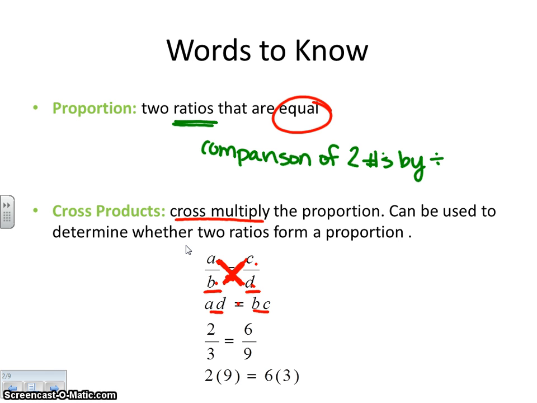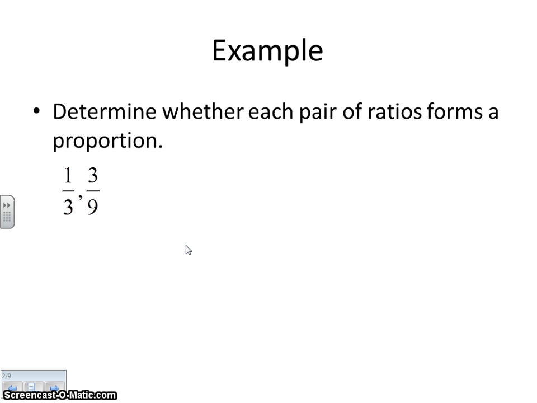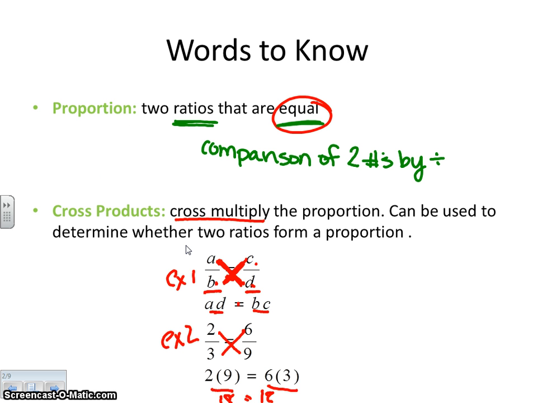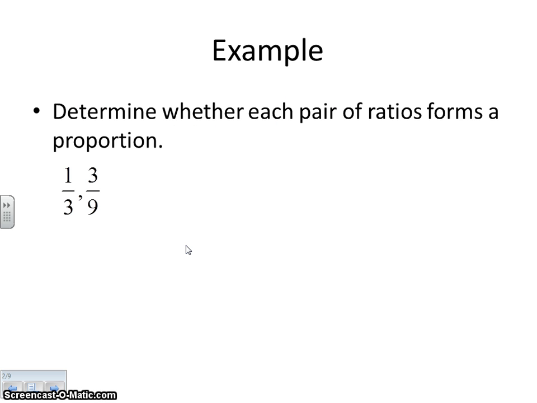So now, with an example with some numbers, we're going to do a cross product here of 2 times 9 and a cross product here of 6 times 3. So this being 18 equals 18. In this first example, I want you to determine whether this pair of ratios is going to form a proportion. Remember in our notes before, when it forms a proportion, it means that the two ratios are equal.